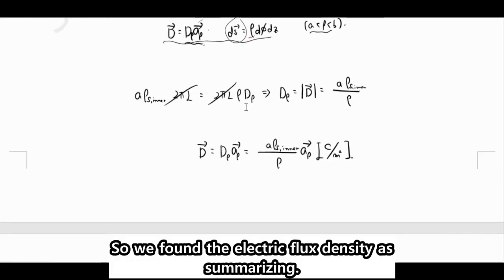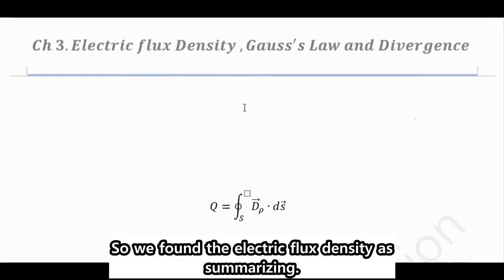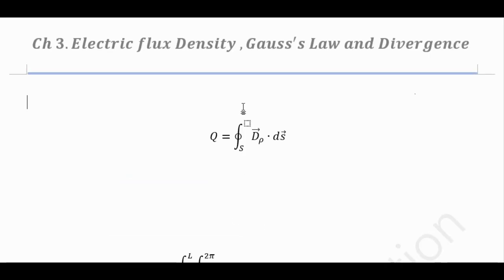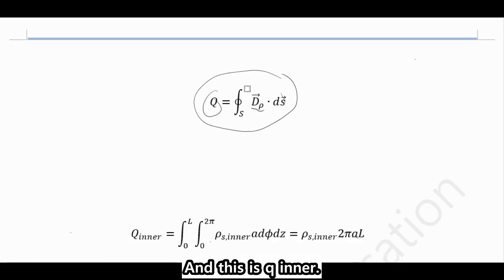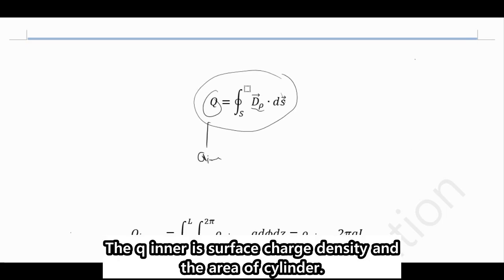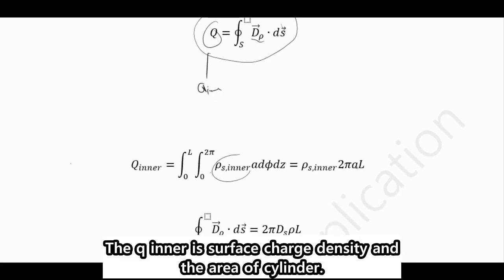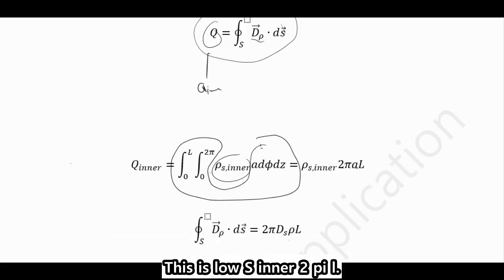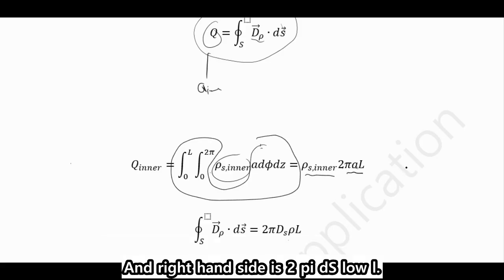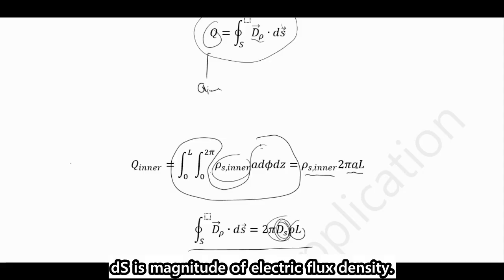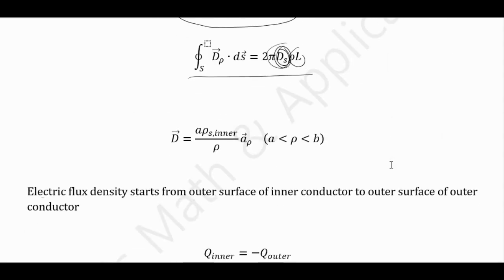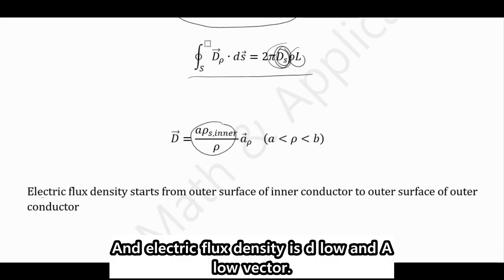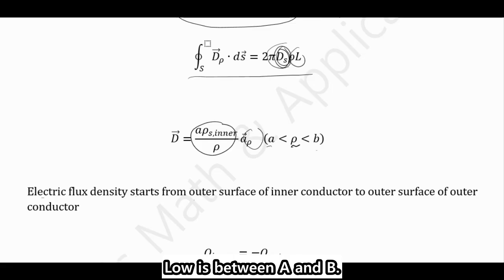So we found the electric flux density, summarizing. We find electric flux density by using this formula, and this is Q inner. The Q inner is the surface charge density times the side area of the cylinder. This is rho s inner multiplied by 2 pi A L, and the right hand side is 2 pi D rho rho L. D rho is the magnitude of electric flux density, and the electric flux density is D rho a rho vector. Rho is between A and B.